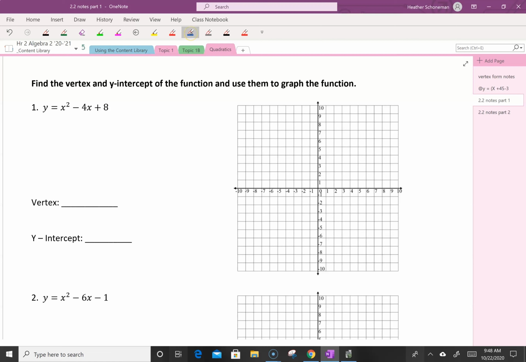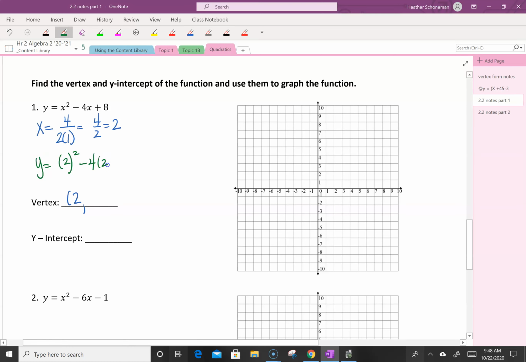So the first thing we need to do is find the vertex. So the vertex, just like we did on the front, opposite of b, which would be +4, over 2 times a, which is 2. So we get 4 over 2, which is 2. Now we have to find the y. So I'm going to plug in to find y. So I have 2 squared minus 4 times 2 plus 8. 2 squared is 4. -4 times 2 is -8. Plus +8. Well, the 8's cancel, so I just get 4. So that's my vertex.